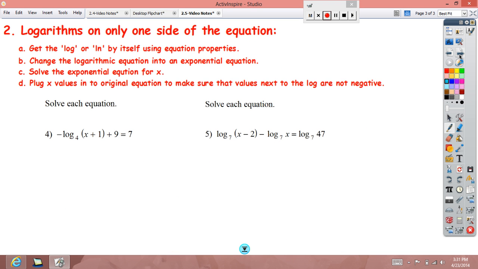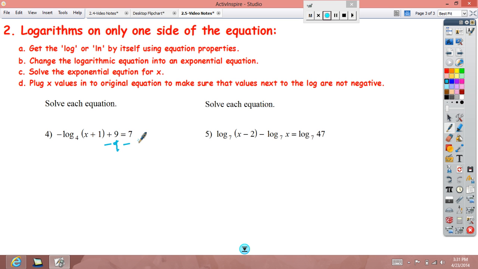Just a couple more here. Okay, what if we don't have to use the LOLs, right? Get the log or the ln by itself using just equation properties. So we're not going to use the LOLs here for number 4 because there's only one log, so we don't need to condense it into one. But I do need to get this term by itself. So I look here and I notice that there's this plus 9. And so to get it by itself, I'm going to use equation properties.